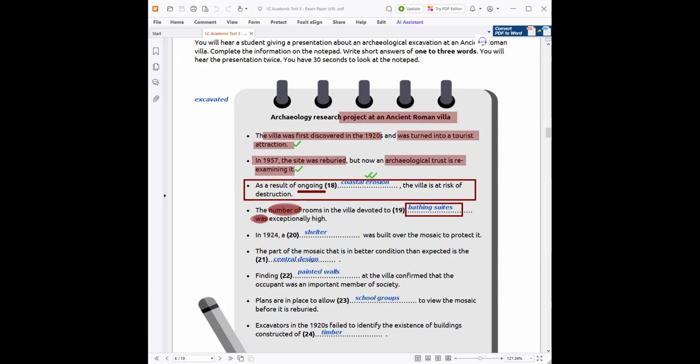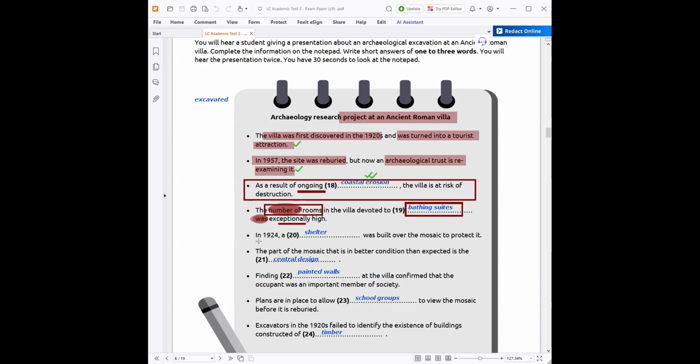Listen to this, what is being spoken here. Including areas for food preparation, bedrooms and servants' quarters. And unusually, even for a villa of these proportions, not one but two entire bathing suites, each consisting of several rooms. Right? Each consisting of several rooms, number of rooms, in what? In the bathing suites. And it was exceptional, it was unusual. That becomes my answer, right?